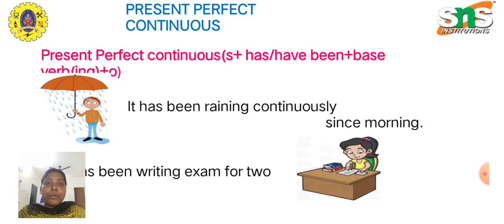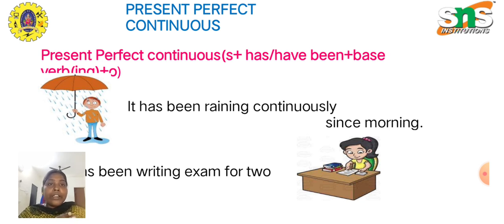Just look at the first image above. It has been raining continuously since morning. What I want to convey is that to denote the present perfect continuous tense, you can use has been plus verb-ing, or have been plus verb-ing along with the main verb. It has been raining since morning time, and still, it might be around 8 p.m. or 9 p.m., but it is continuing. So I don't know when the event is going to end.